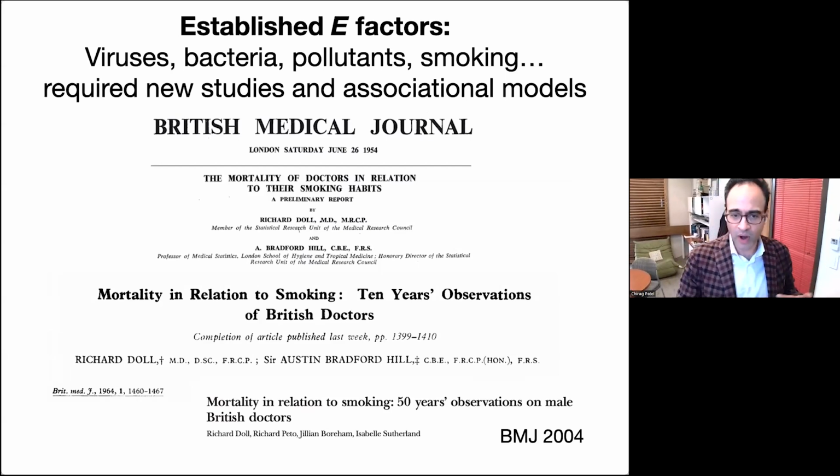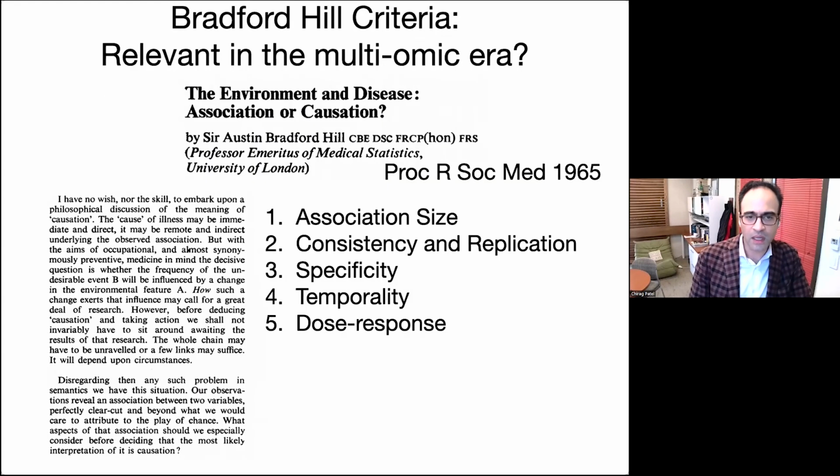So outside of this morass of the exposome, we have great evidence to suggest that viruses, bacteria, pollutants, and smoking are connected with cancer in some way. And through epidemiological history, we required new studies and associational models to study this. So for example, you think back to Doll and Hill, back in the 50s to the 60s, positing smoking and lung cancer mortality and later cardiovascular mortality, later leading to a heuristic called the Bradford-Hill criteria, which we all have in the back of our minds when we're looking at our data, but could be maybe relevant or maybe not so relevant in the multi-omic era.